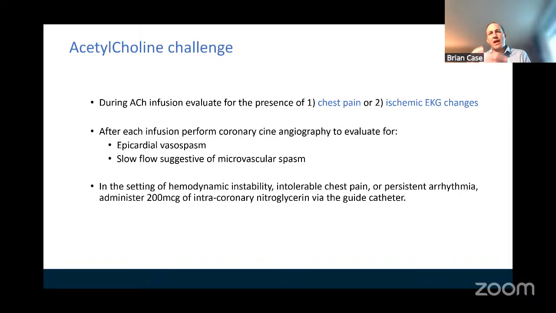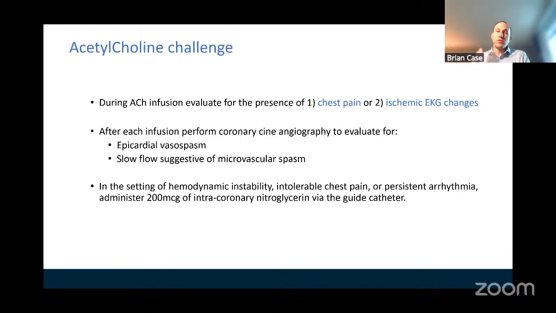Patients, in between each dose, you're going to give nitroglycerin intracoronary, and then you're going to do your next assessment. Patients can get transiently unstable. You can get chest pain, hypotension, bundle branch block develops. This all gets better after you give IC nitroglycerin. And I have some examples I'll show in a second.